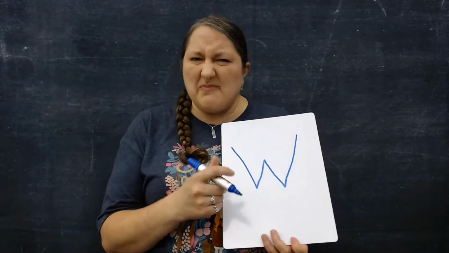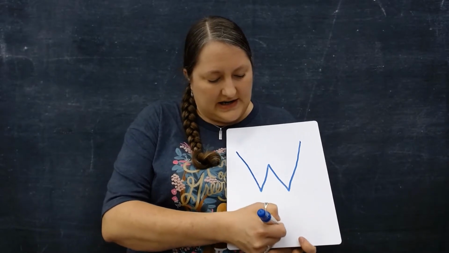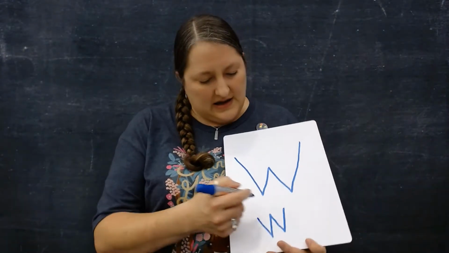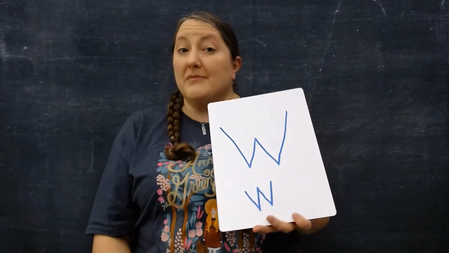Now an uppercase W and a lowercase w look a lot the same. The lowercase or the little w is just smaller, and these lines are a little more even in some cases. But friends, letters don't just have names, right? What else do they have?